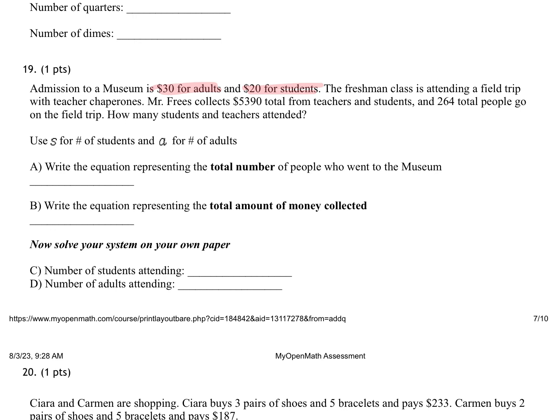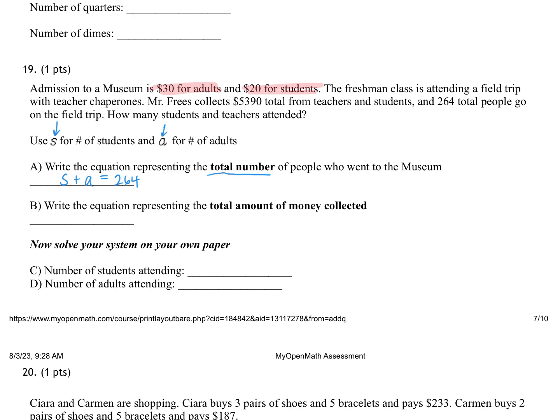Okay, so it doesn't tell us how many students or how many adults go. It just tells us the total number of people. So for this total number, we have some number of students, which it said to use an S, and some number of adults, it said to use an A. The total number of people is 264. So we can say S plus A equals 264.